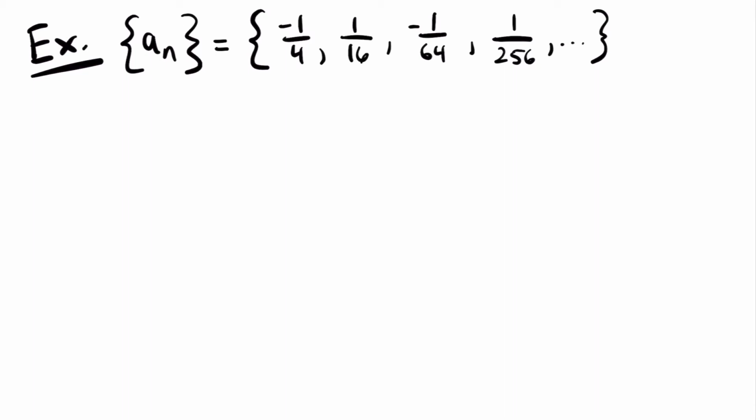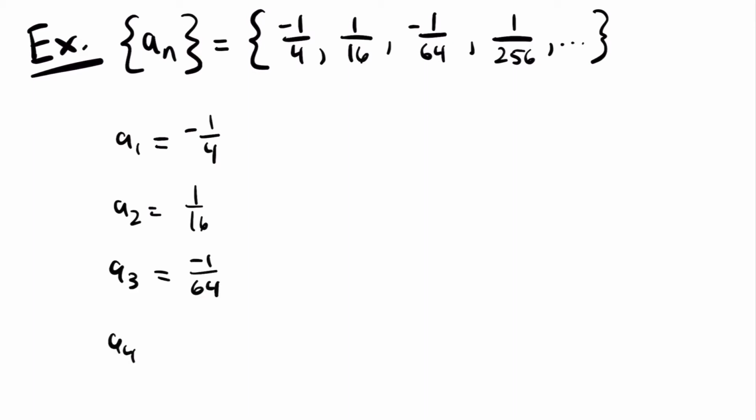And so what we want to do before we can determine the convergence of our sequence is first write out that nth term to represent the terms of our sequence. And so in order to figure that out, let's write out what our terms are. We know that a sub 1 will be equal to negative 1/4. A sub 2 is equal to our next term, which is 1/16. Then a sub 3 is equal to negative 1/64. And a sub 4 is equal to 1 divided by 256.